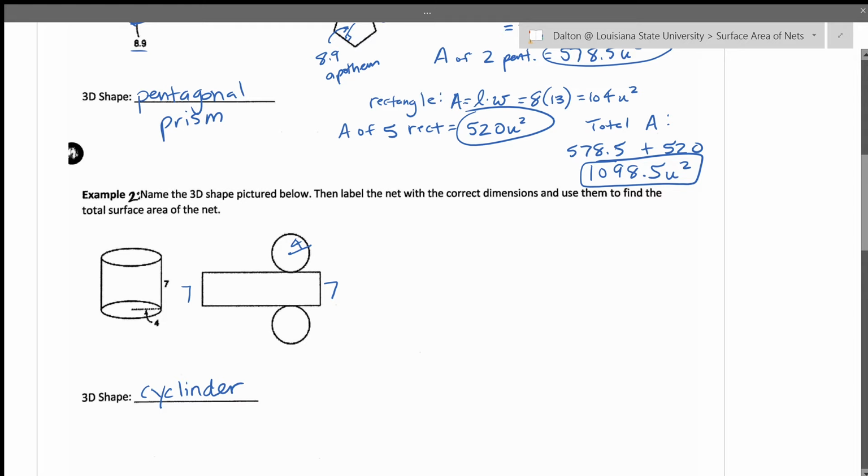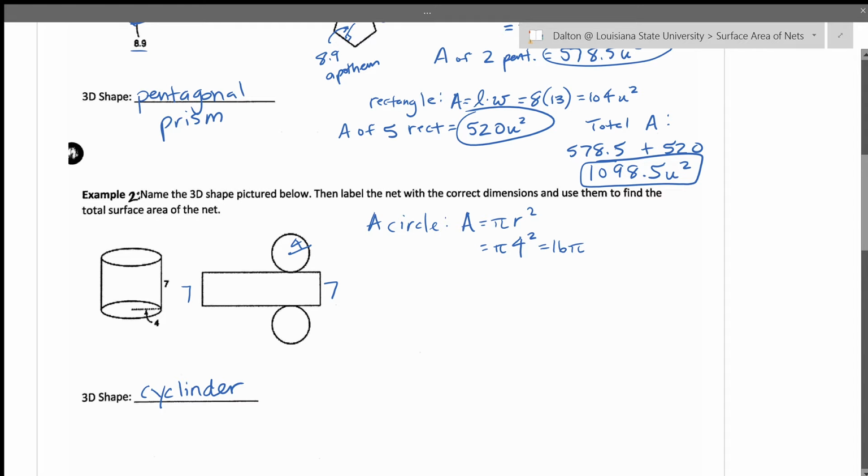Okay, so what we need to do is find the area of the circles and find the area of the rectangle and add them together, and then we have the surface area of a cylinder. So let's do that. Let's first find the area of a circle. Well, using our formula charts, area of a circle is pi r squared. So for us, that'll be pi times the radius of the circle, which is 4, and 4 squared is 16.